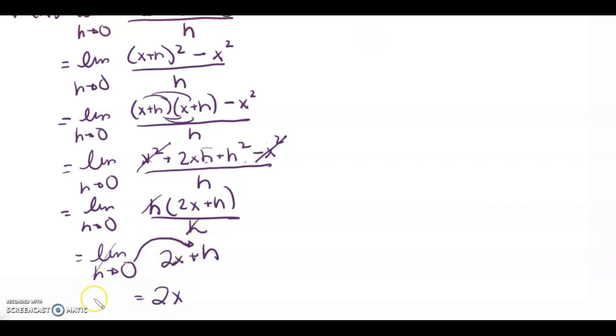So the derivative of f at x, so f prime at x, equals 2x. That is the general form for the entire quadratic function.